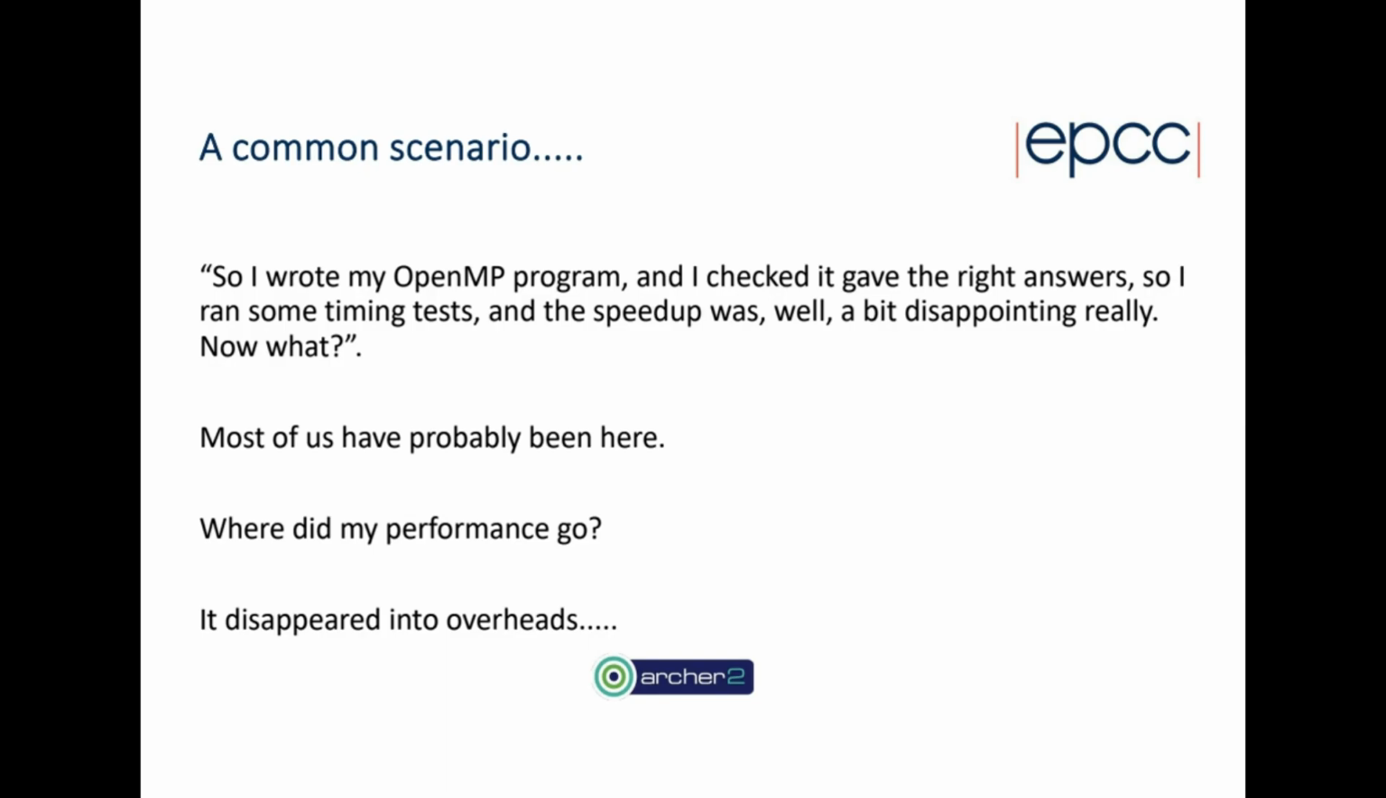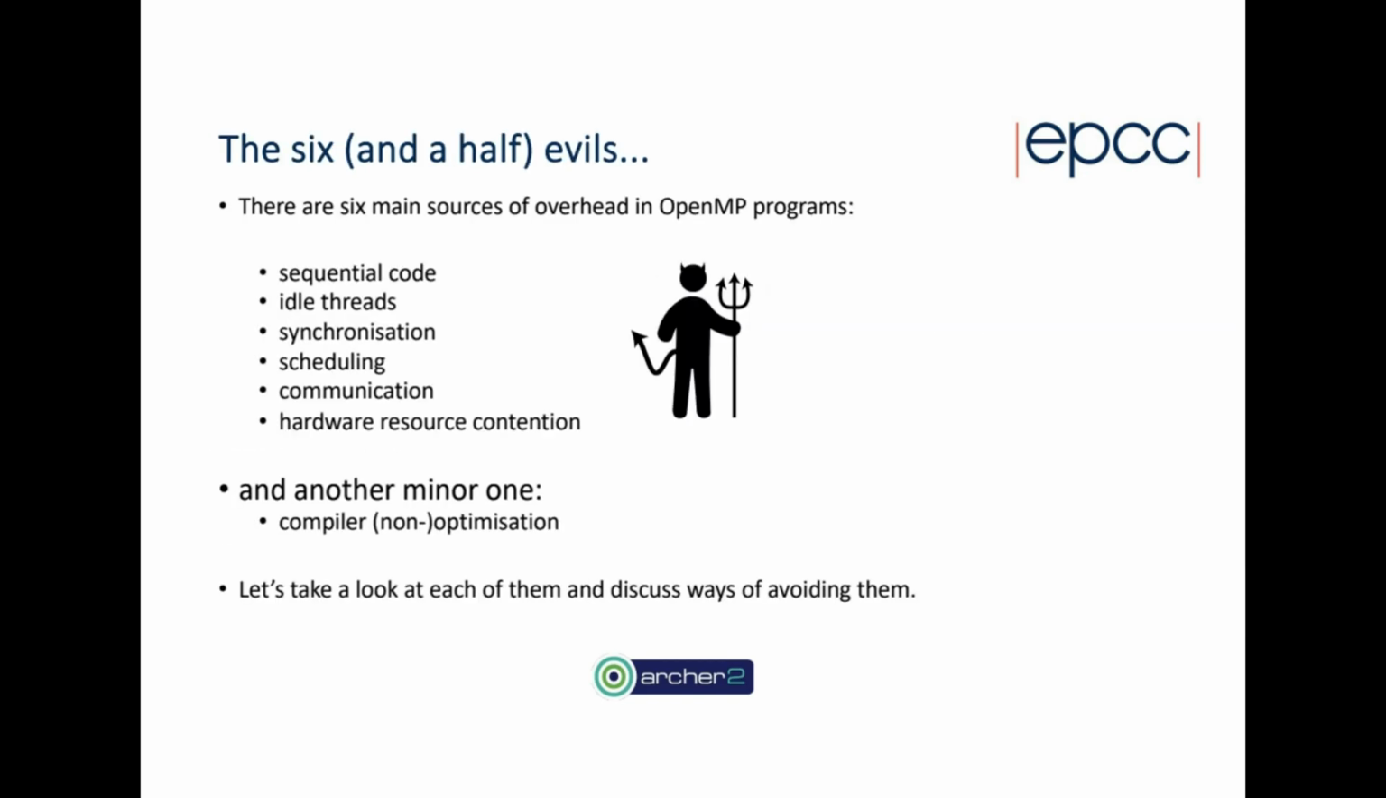So what's causing the loss of performance? Why don't I get perfect speedup? The way I like to think of it is that it's gone into some sort of overhead. I find it helpful to think about what different types of overhead we can get that will cause loss of performance for OpenMP programs.